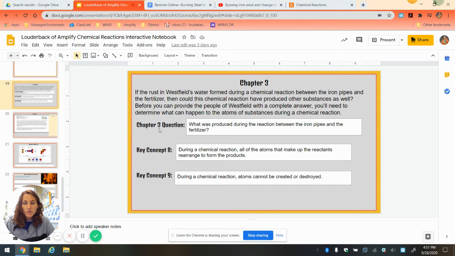So our Chapter 3 question is, what was produced during the reaction between the iron pipes and the fertilizer? Was it just rust, or is there another substance in the water? Today we're going to look at key concepts 8 and 9. Key concept 8 is that during a chemical reaction, all of the atoms that make up the reactants rearrange to form the products. And key concept 9 is that during a chemical reaction, atoms cannot be created or destroyed.